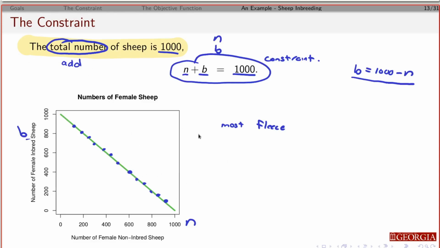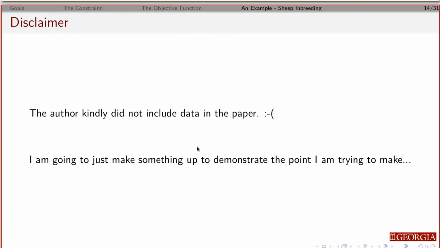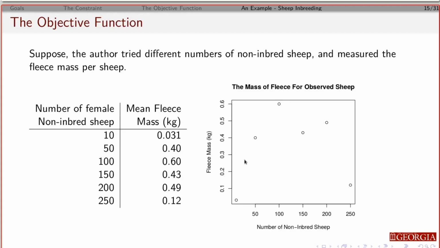So now let's talk about the objective. Oh, and I got to be careful here. In terms of the objective, the data is not in the paper, and the author did a whole bunch of different factors. So again, I'm just going to make some stuff up here just to keep this as simple as possible. So let's suppose they went through and they did a number of experiments. And in these experiments, remember this is my N, and I'm going to call this the mean, or the mass of the fleece.